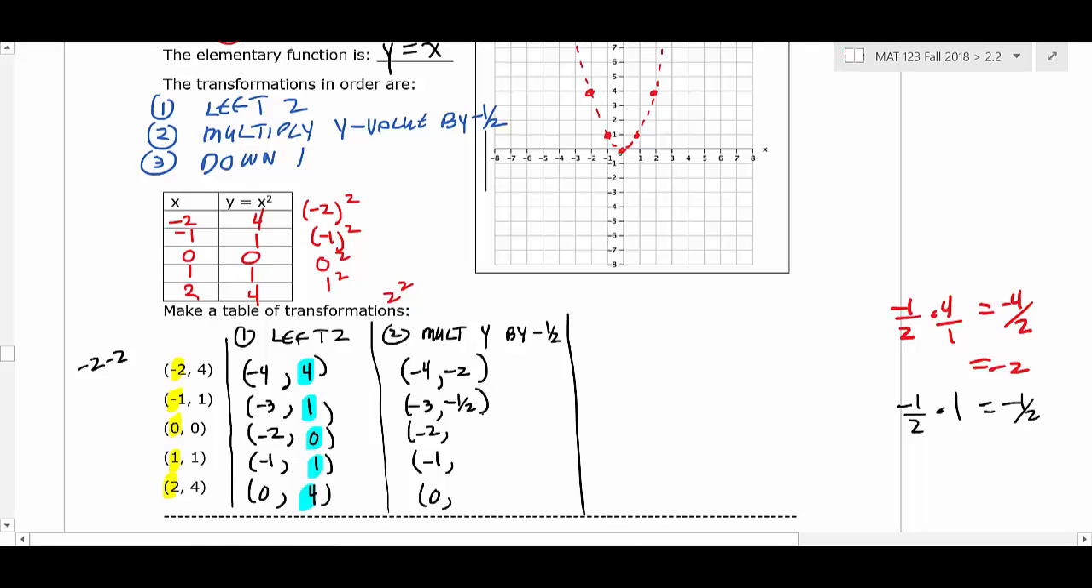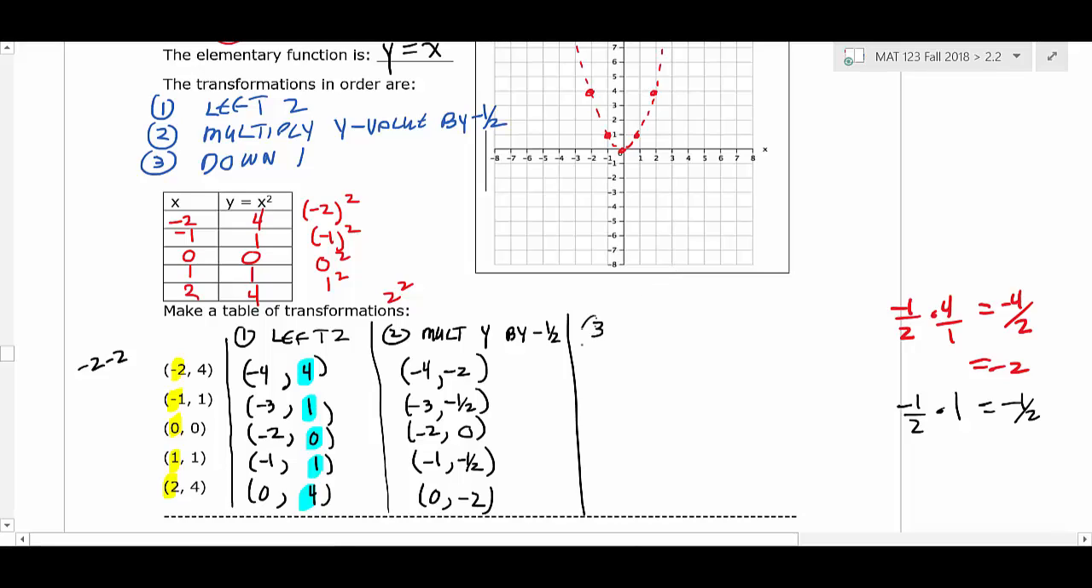And then the rest of this, just do it in your head. What's half of 0? Still 0. What's half of 1? A half, and it would go back to -1/2. And what's half of 4? 2, right? So -2. I'm multiplying all those by -1/2 to get those values in. If you do it in your head, just do it in your head. Then this one would go back to -1/2, and this one would go to -2 like that. That's step 2.